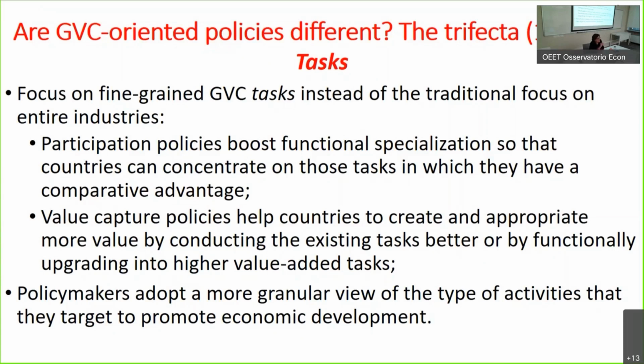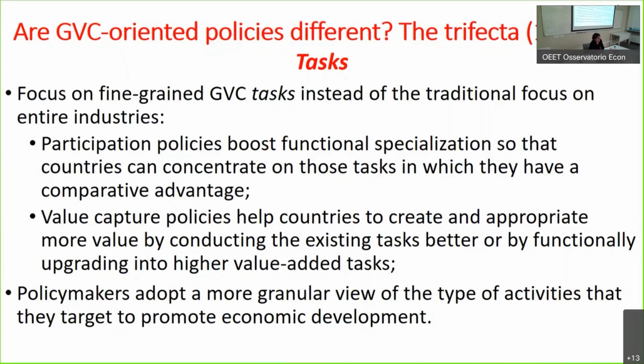When we think about participation policies, it is not a general participation in the car industry which should be addressed by policy, but rather the specific task within the car industry which a firm or a country can address, depending on the specific comparative advantage of the different countries. In value capture policies, the same. When policies are oriented to support upgrading, it is not upgrading, generally speaking, within the car industry, but upgrading, for instance, functional upgrading. So it means to address tasks.